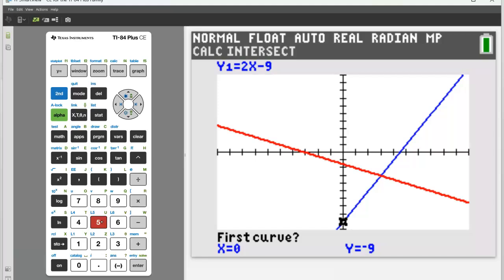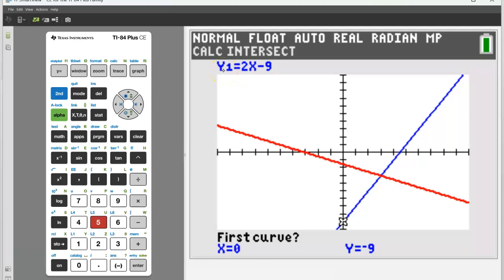Your calculator is now going to ask you some questions which seem silly. We're just going to kind of hit enter through them right now, but I want to explain what these questions are asking. It says first curve at the bottom. Don't be thrown off by the word curve. It still applies to lines. It sort of means first equation. And you'll see what equation they're talking about at the top. 2x minus 9.